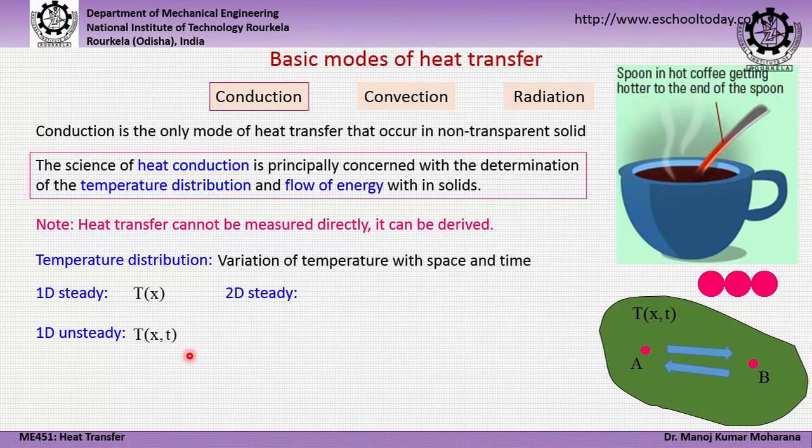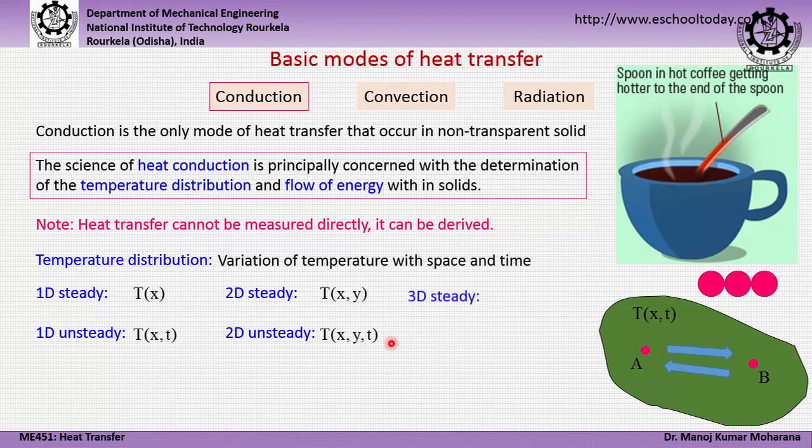Then when you consider temperature is varying along 2 directions and it is constant along the third direction, then we say it is a 2 dimensional problem. If you consider temperature is constant with respect to time, then we call it a 2D steady state, and in that case we can represent it as T(x, y). Similarly, for a 2D unsteady conduction problem you can write it as T(x, y, t).